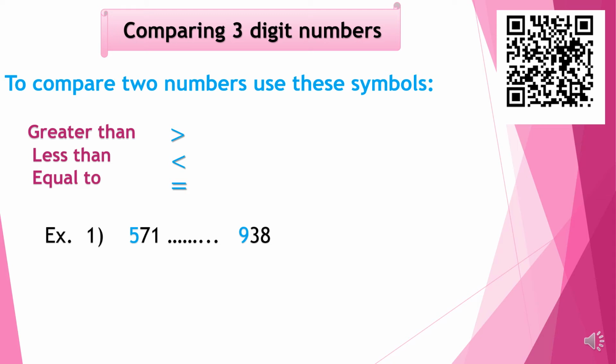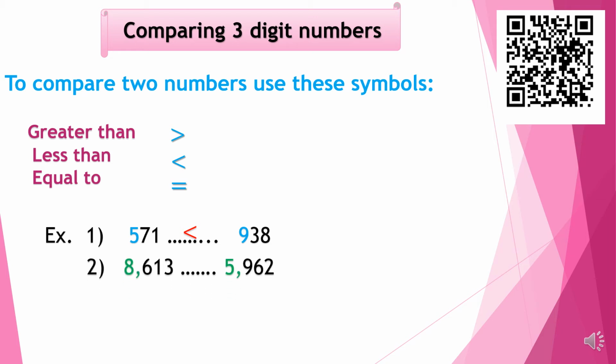The left here, or the greatest place, we compare the greatest places first, or we compare from the left. The greatest place here, hundreds. Here in hundreds we have 5, and here in hundreds we have 9. Which is greatest, 5 or 9? 9. So 938 is the greatest number.